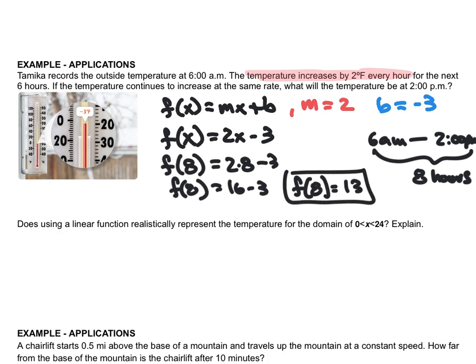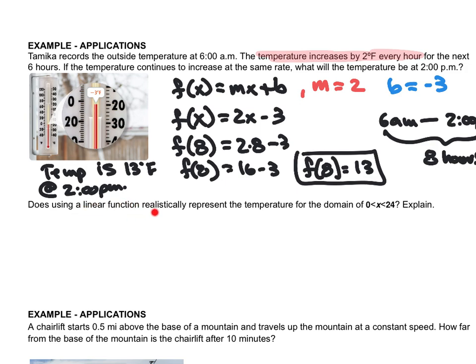And interpreting that, that means that the temperature is 13 degrees Fahrenheit at 2 o'clock p.m. And then the question asks, does this linear function realistically represent the temperature for the domain of 0 is less than x is less than 24? Explain. And what I'm going to say here is that no.